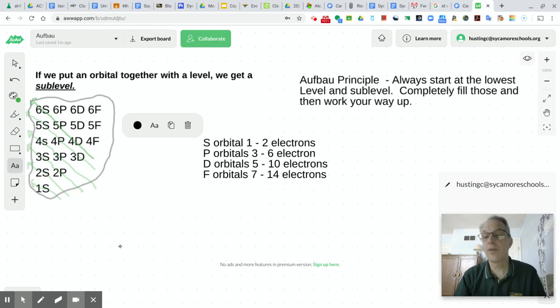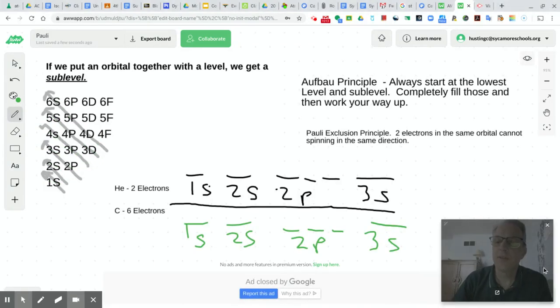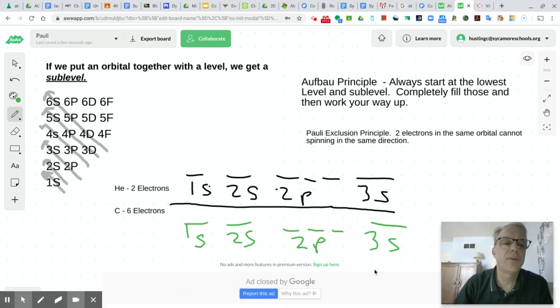Okay, so now the next thing we're going to look at is just a couple more rules so we can start doing this. Okay, so now we know that whenever we have electrons, the Aufbau principle states you want to start with the lowest level and sublevel first, completely fill it until you move to the next level and sublevel.